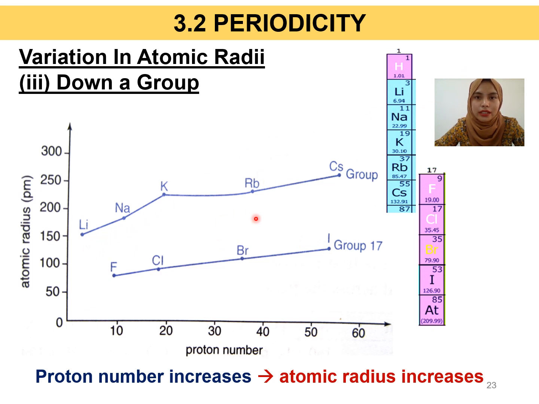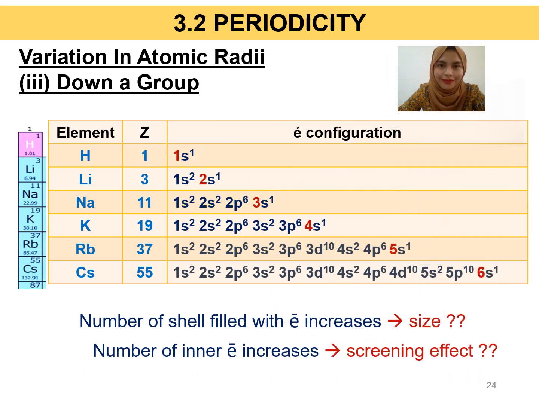Although group 1 and group 17 are far apart, if we go down the group, the atomic radius will increase. Why? Okay, for example, if Miss takes down group 1, this is group 1's elements from hydrogen to Cs, with their respective proton numbers. If I write the electronic configuration based on the proton number for each of these elements, I can see the trend where the number of valence shells increases.